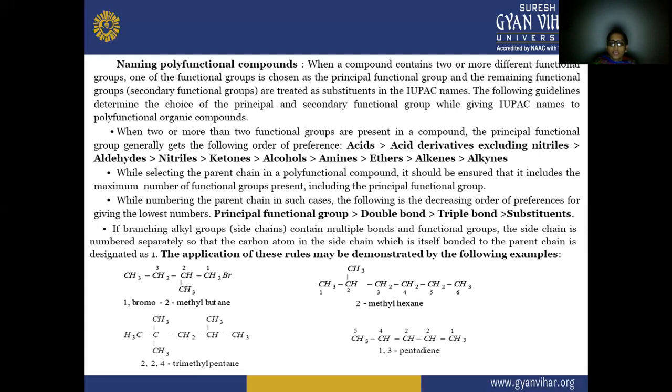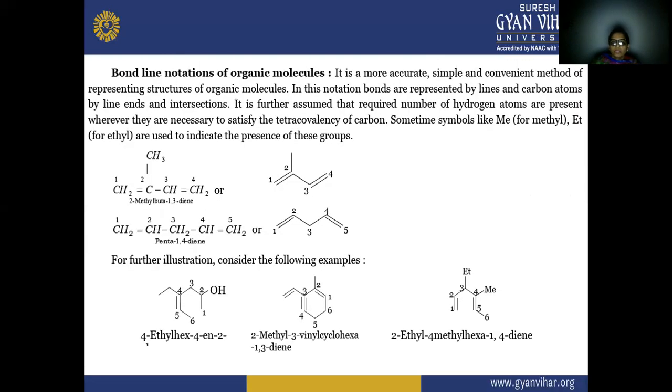And if a branching alkyl group contains multiple bonds and functional groups, the side chain is numbered separately so that the carbon atom in the side chain, which is itself bonded to the parent chain, is designated as 1. So the application of this rule may be demonstrated by the following examples. So these are the examples I have given. So this is the 1-bromo-2-methylbutane and bond line. So here the bond line notation of an organic compound is shown.